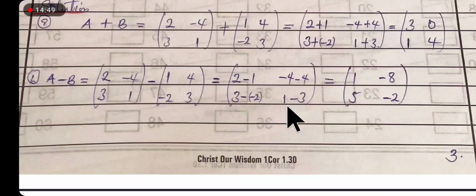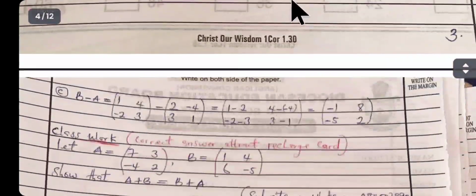So 3 plus 2 is 5. 1 minus 3 is minus 2. So matrix A minus B is going to be 1 minus 8, 5, and minus 2. So that is the entry.